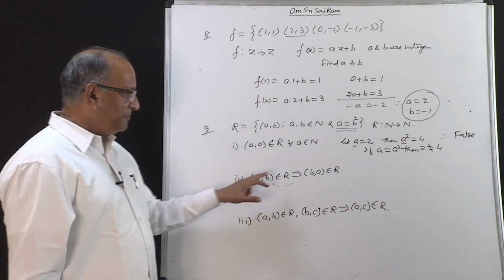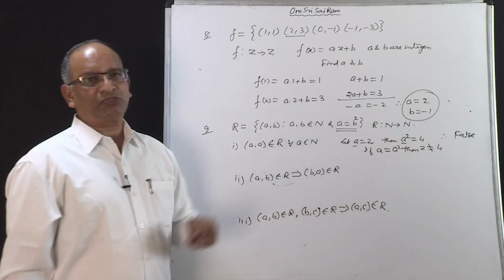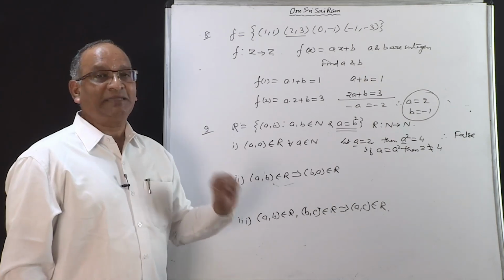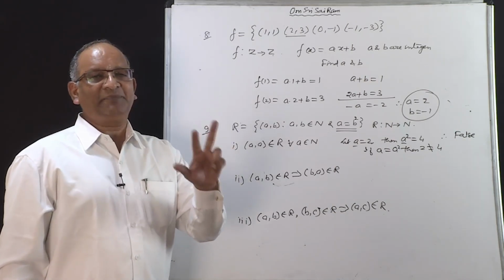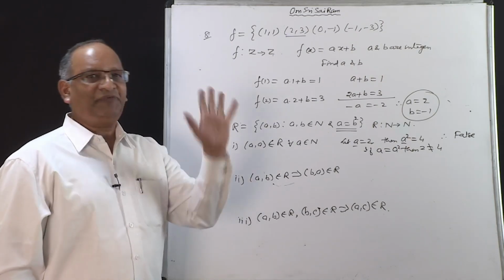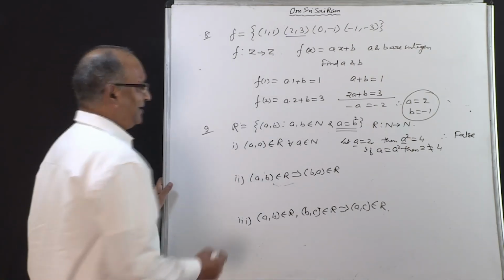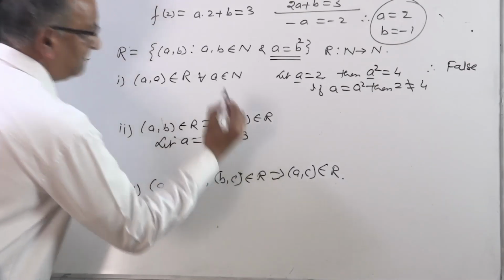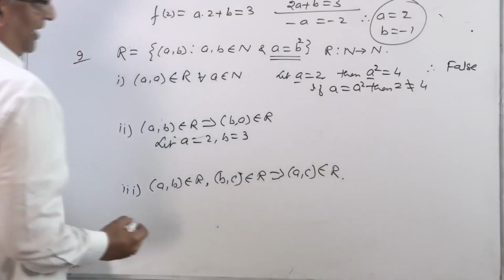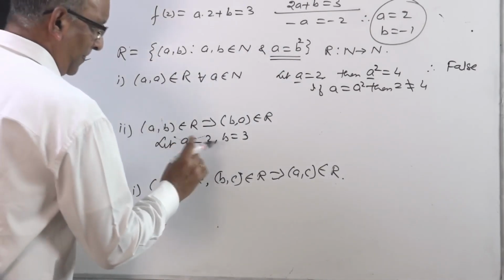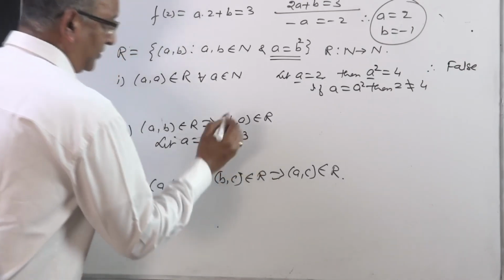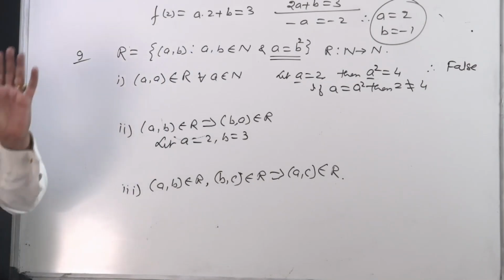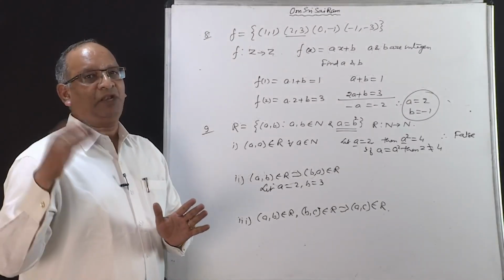He says AB belongs to R implies that BA belongs to R. Now, this particular relation, remember we are going to call it later on symmetric. Symmetric relation is always between two different elements. So give two different values to A and B. Let us say A equal to 2, B equal to 3. He says AB belongs to R. If AB belongs to R, we have to check whether BA belongs to R.